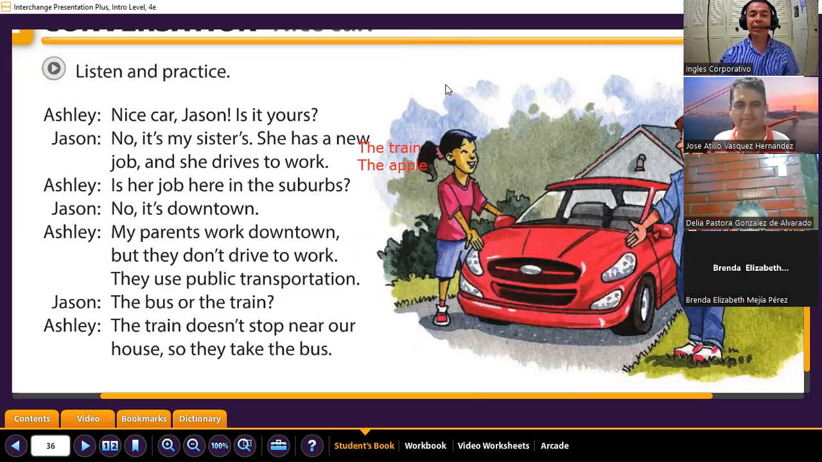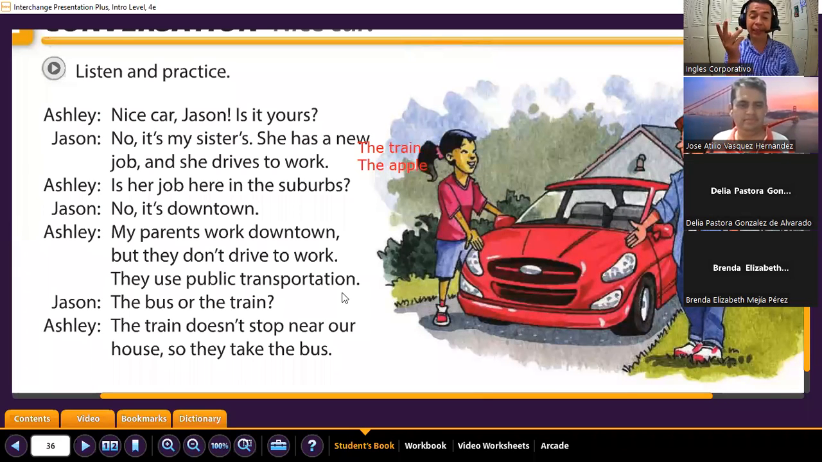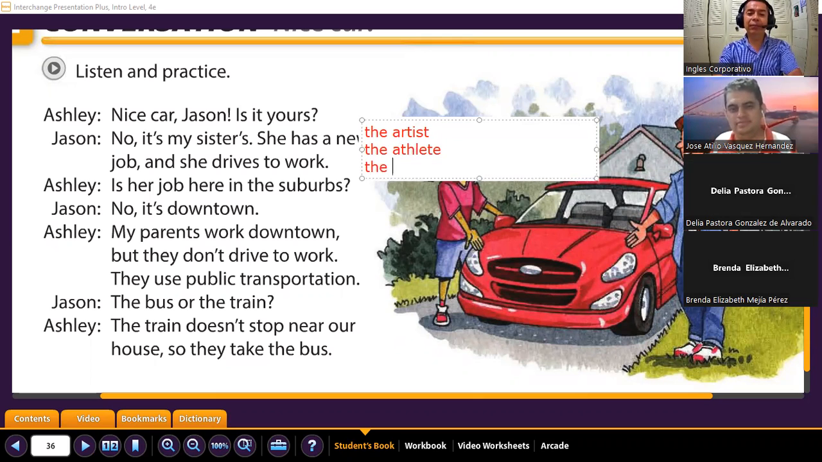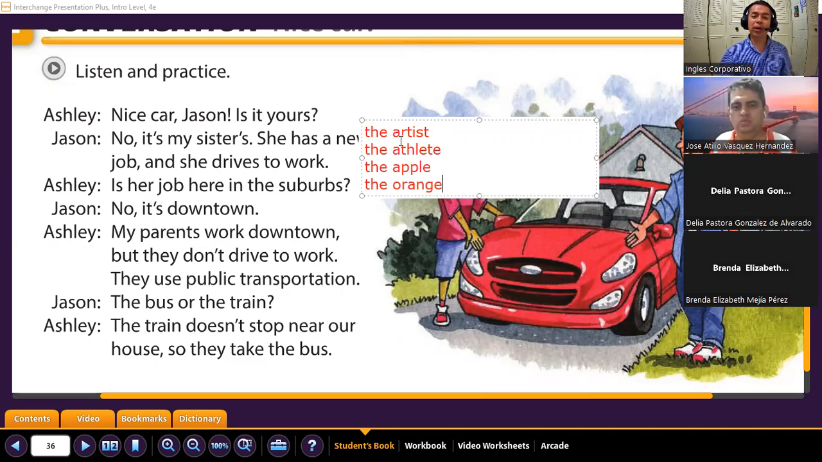Okay. So, in this case, José Atilio, it is because bus starts with a consonant. Look, bus, B, right? The bus. But in the case of apple, or let me say other examples, the athlete. Veamos otro ejemplo acá. The artist, the athlete, the apple, the orange, all of them begin with a vowel. Vea que todos comienzan con una vocal. Entonces decimos the artist, the athlete, the apple, the orange, right?